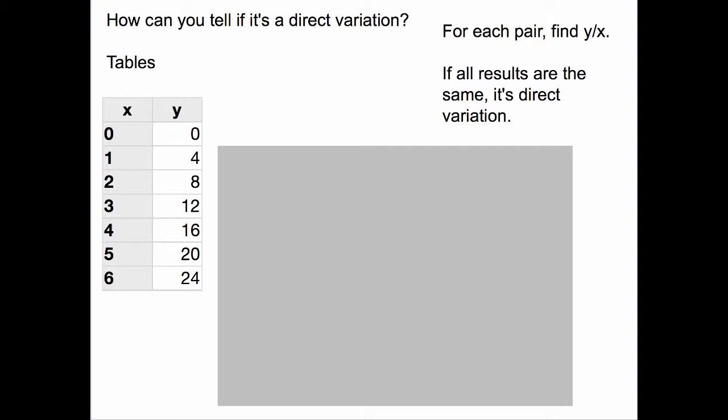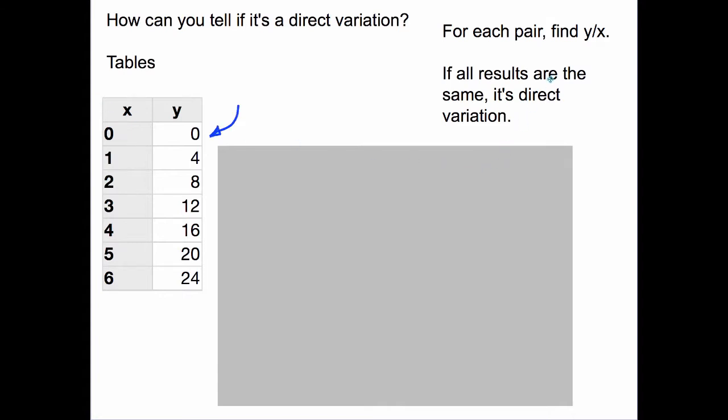Now you might ask, if I look at a table, how can I tell if this table represents a direct variation? Well, one of the first things to look at is the value of y when x is equal to 0. In a direct variation, y will always be 0 when x is 0. So if you see x is 0, y is 0, that's a clue that this might be a direct variation. If there were some other number other than 0 in y when x is 0, then you know immediately that it's not a direct variation.